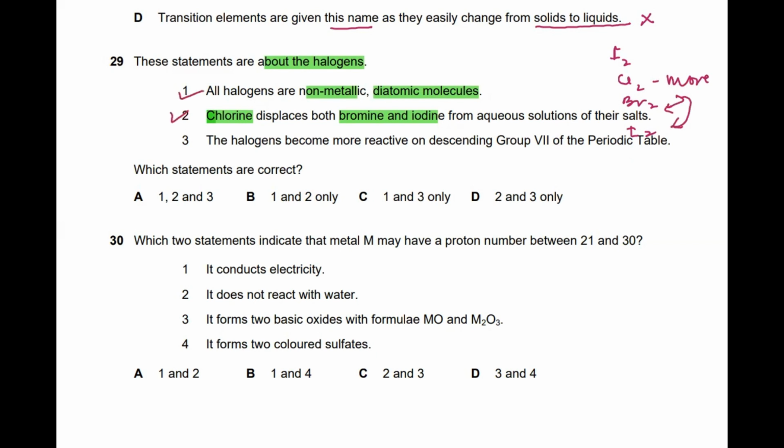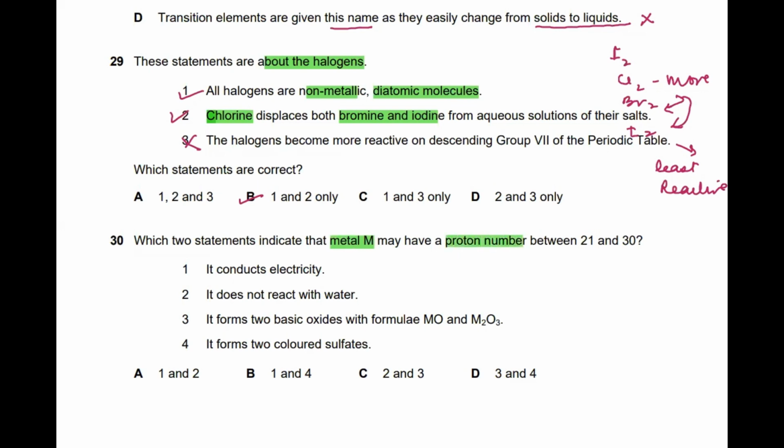The halogens become more reactive as they descend down group 7. Absolutely no. The bottom halogens are the least reactive ones, right? So statement 3 is incorrect. Which statements are correct? 1 and 2 are correct. Answer is B. Moving on to question number 30.